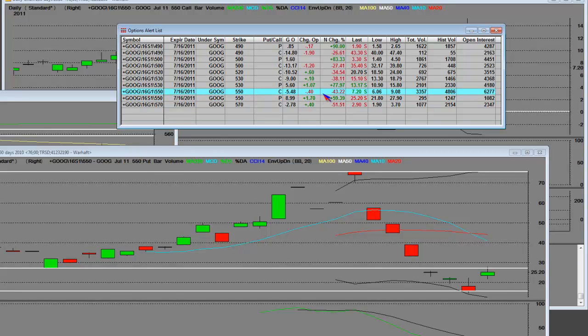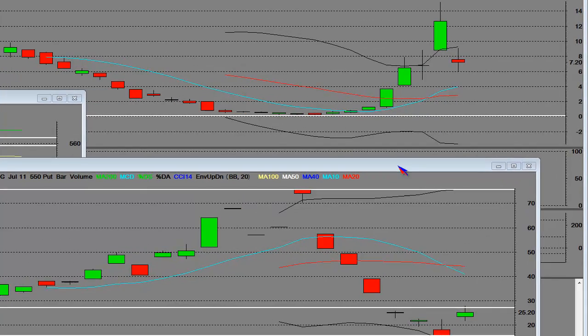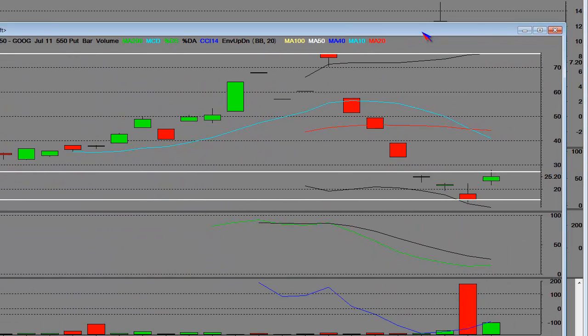$550 call. They took out 43% by the time it closed. And the 550 put right here got 59% premium at the close of the premium. Okay? In the money, out of the money. Google's going to make a big move, and we are going to put the trade management on tomorrow morning. 550 call versus 550 put.